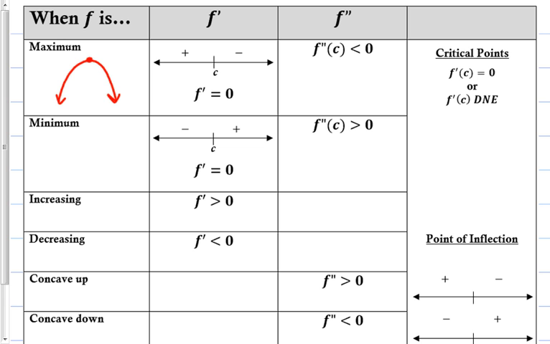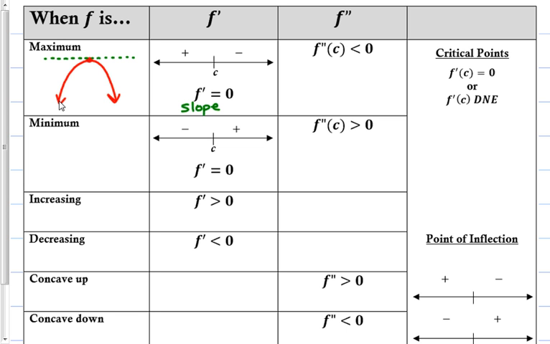F prime is equal to 0 because at that high point, the slope of the tangent line is 0, because the tangent line is horizontal. And f prime is slope, right? So slope is 0. And I provided you a sign chart showing that to the left of my x value it's plus, and to the right of the value it's negative. So typically that's what it'll look like.